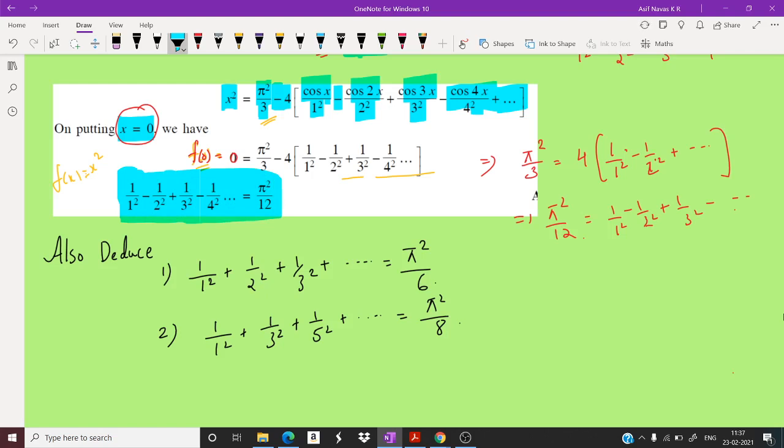Now, you do this problem. I want to deduce 1 by 1 square plus 1 by 2 square plus 1 by 3 square plus etc. For what value can I give, instead of 0, to deduce that series? Tell me. Our function is x square defined in the interval minus pi to pi.